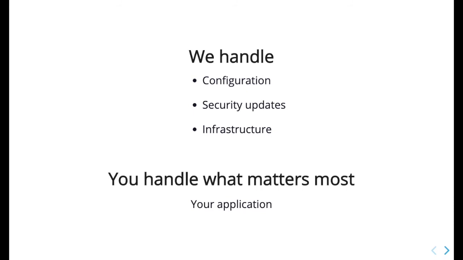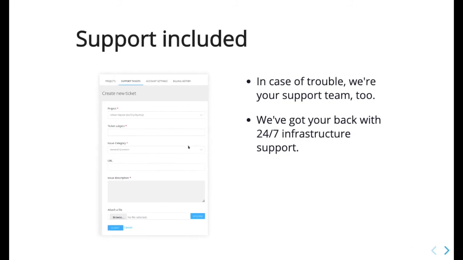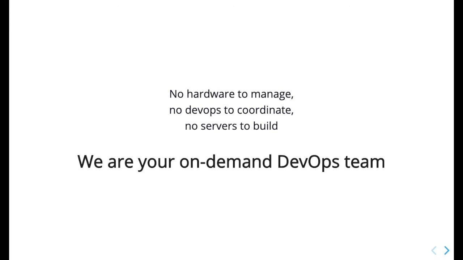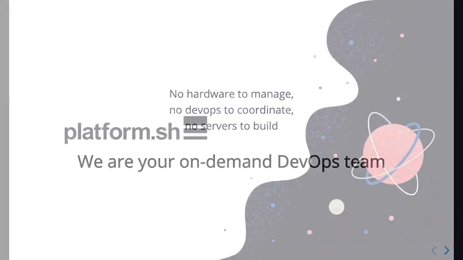Platform.sh provides clear configuration and handles all security updates and infrastructure so that you and your team can focus on what matters, your application. And if you get stuck anywhere along the way, we've got infrastructure support to respond to your tickets 24/7. With Platform.sh, you don't just get hosting. You get an on-demand DevOps team that relieves you from handling hardware and orchestrating your infrastructure so that you can get back to developing new features for your application.